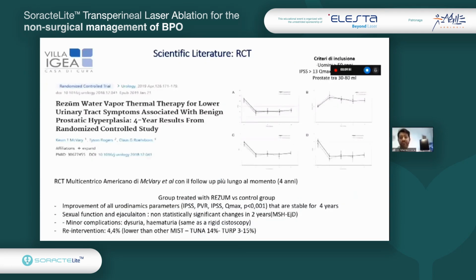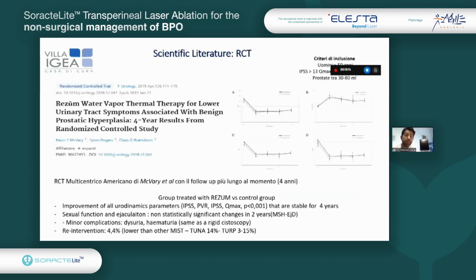Let's talk about scientific literature. So far, to the best of our knowledge, this is the RCT with the longest follow-up, which is about 4 years. This was done by McVeary from Chicago, and you see this is an RCT of a treated group versus a control group.